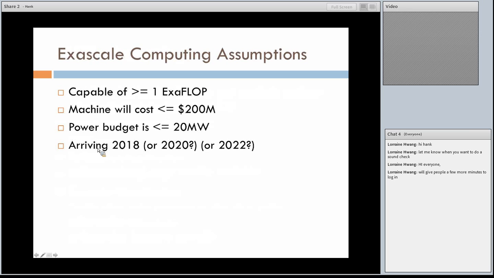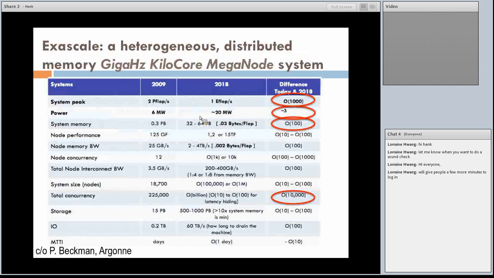Okay, so exascale computing. There are some rules of thumb that have evolved around the notion of exascale. And so these are the rules of thumb. One is, of course, it'll be capable of doing more than one exaflop. If not, it wouldn't be an exascale machine. The next is that the machine will cost less than or equal to $200 million. The thinking is that no funding agency is going to be willing to pay more than $200 million.